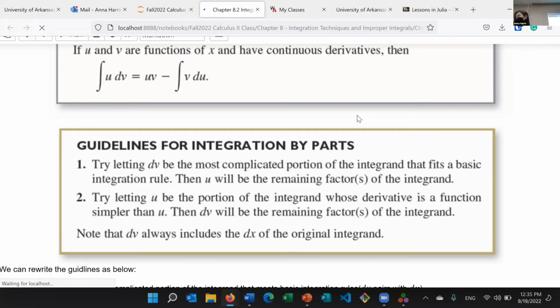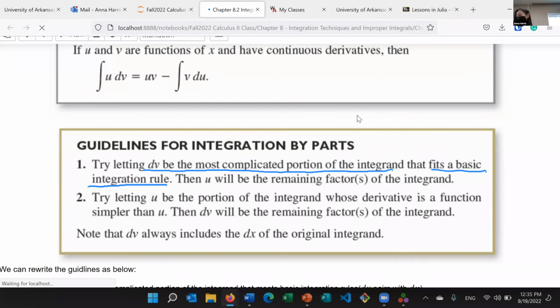You have a street post that says right turn, then you look at the street name and take a right turn. That's a guideline, so I'm giving you guidelines. The guideline says, try letting dv be the most complicated portion of the integral, and it also has to meet the basic integration rules, the ones that we reviewed, remember, 1 through 20 of them. Those are the basic integration rules.